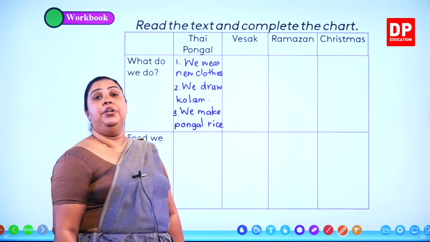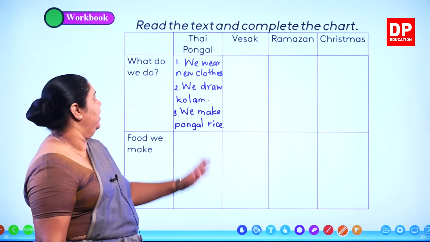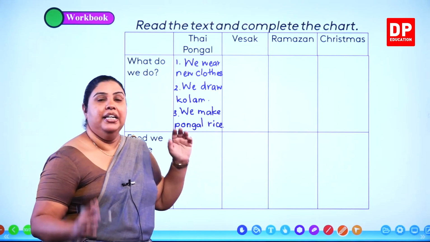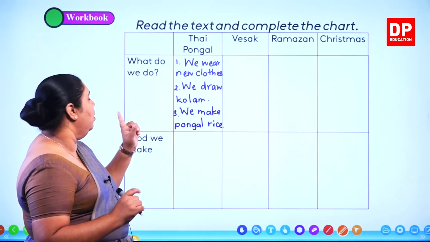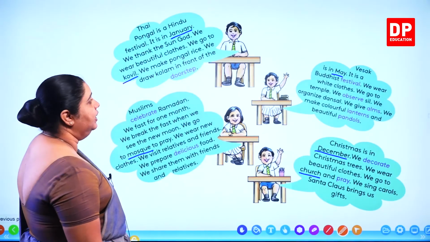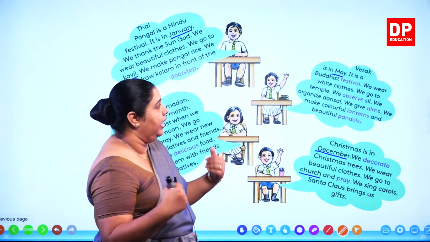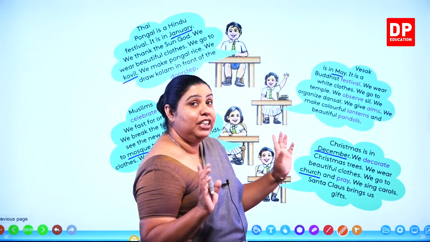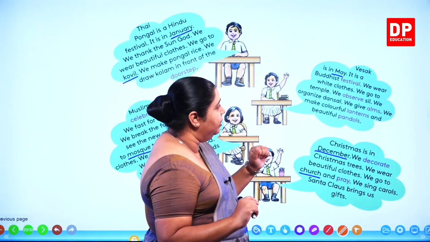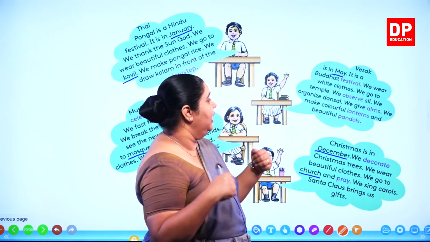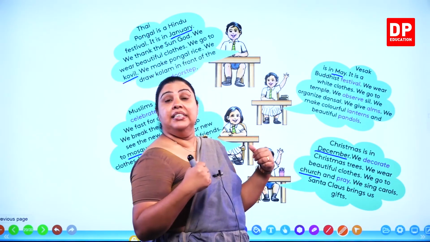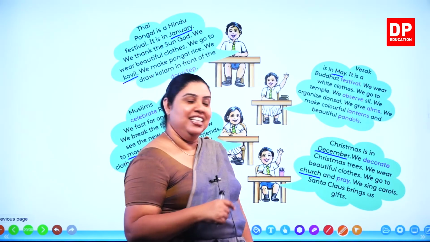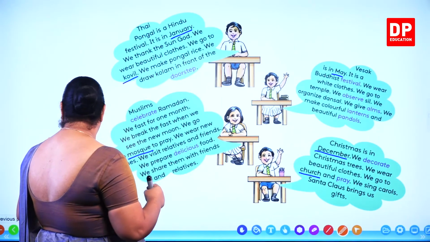Okay, then what do we do on Vesak Poya Day? Now we have completed what do we do on Thai Pongal Day. Now we are going to say what do we do on Vesak Poya Day? What are the things that we do on Vesak Poya Day? We wear white clothes. Then we have written already that we go to the temple. We observe Sil. We organize dansal, we give alms, we make beautiful lanterns. There are so many things that you can write.